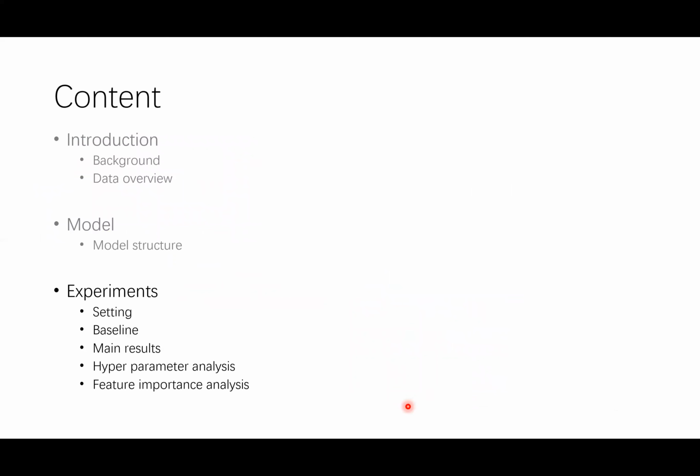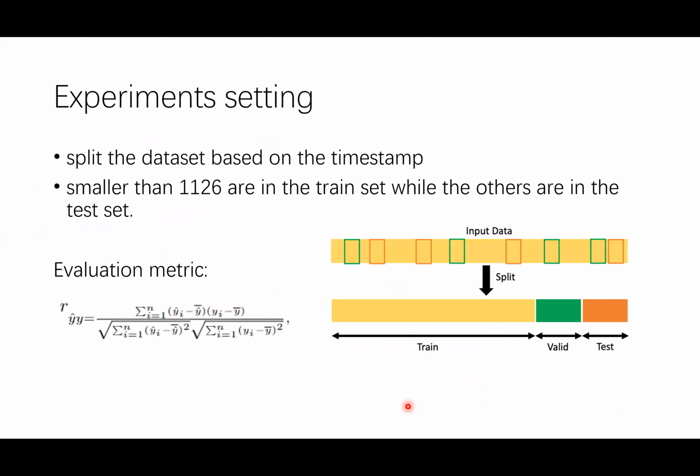And now I will present the experiments. We split the data set based on the timestamp, where the instances whose time IDs are smaller than 1,186 are in the train set, while the others are in the test set. For the evaluation metric, we use the Pearson correlation coefficient, where the formulas are shown here.